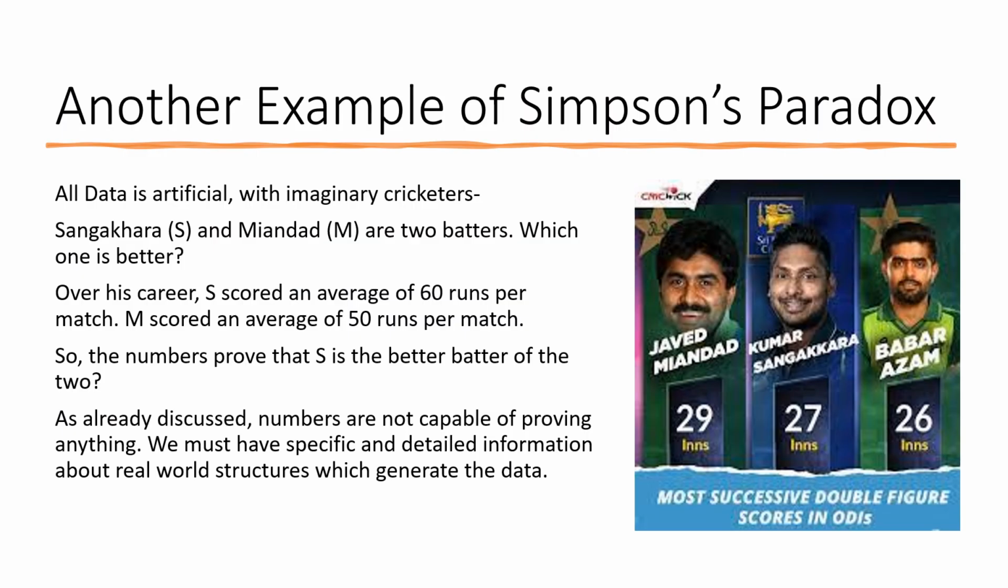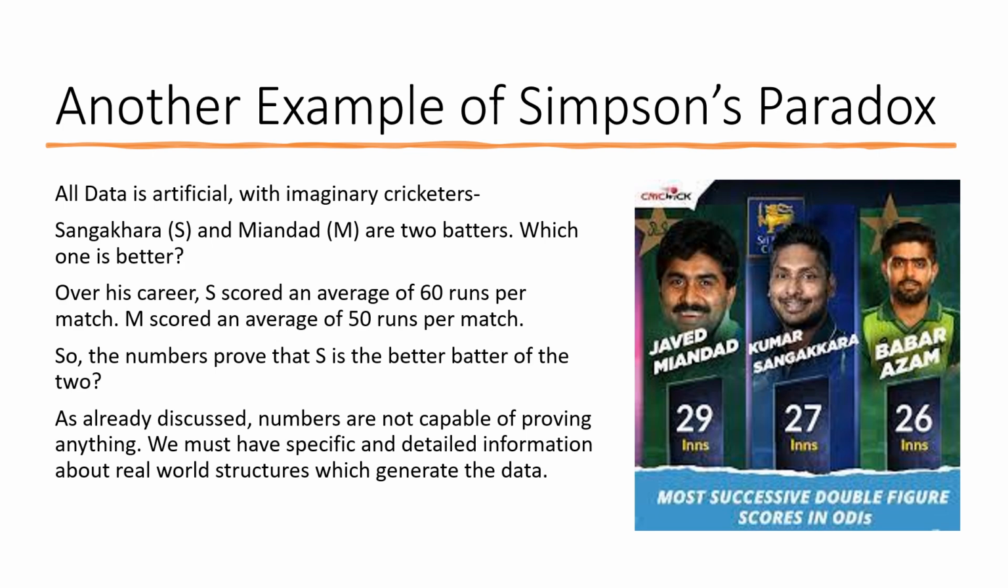So we will start with another example of Simpson's paradox based on some artificial data. We are going to use names of real players, but these are just for the sake of spice and interest. So we have Sangakkara and Miyandad, they're two batters. S scored an average of 60 runs per match over his career, and M scored an average of 50 runs per match. So based on these two numbers, we can say that S is the better batter of the two.